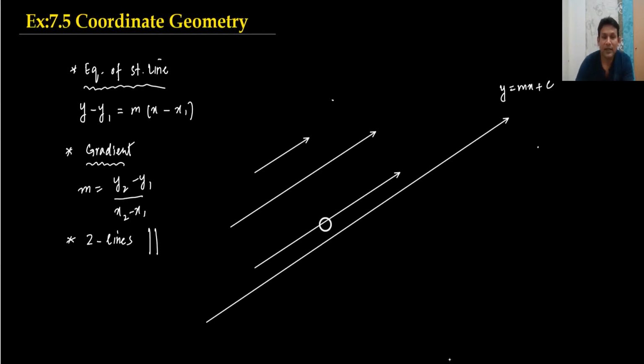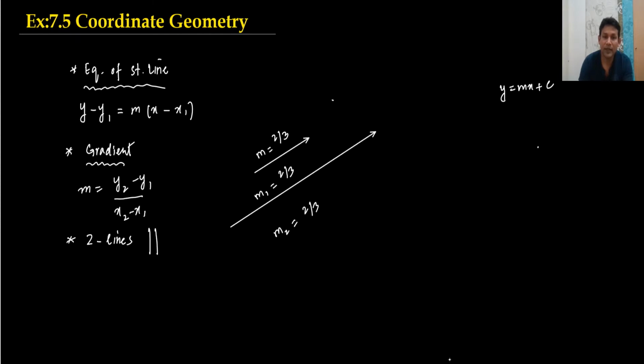So for all these lines which are parallel, for example, the gradient of this line is, suppose, 2 upon 3. So the gradient m1 will also be 2 upon 3, the gradient m2 will also be 2 upon 3, and the gradient m3 will also be 2 upon 3. So when we have only two lines and they are parallel, with m1 and m2, we write that the gradients of the two lines are always equal.